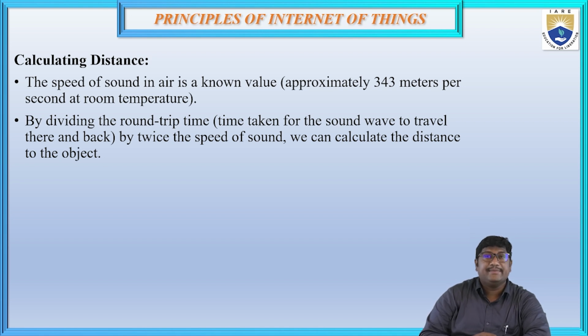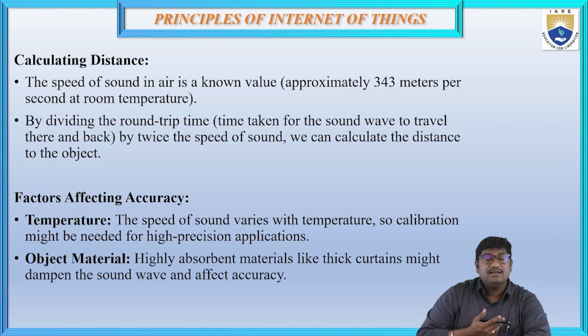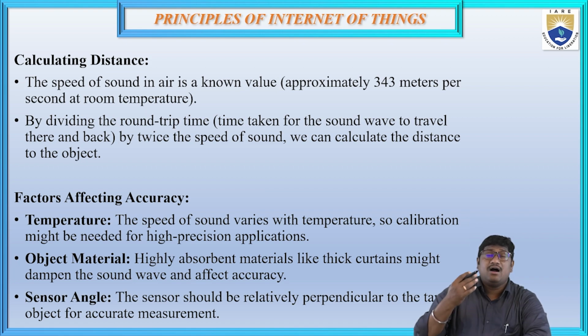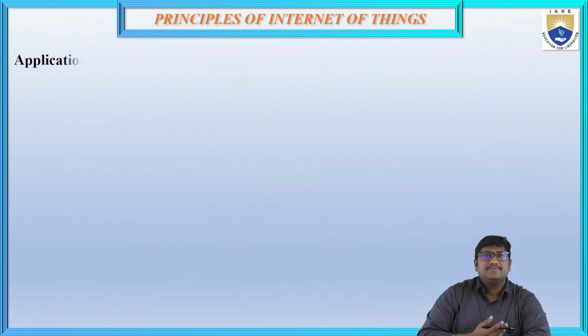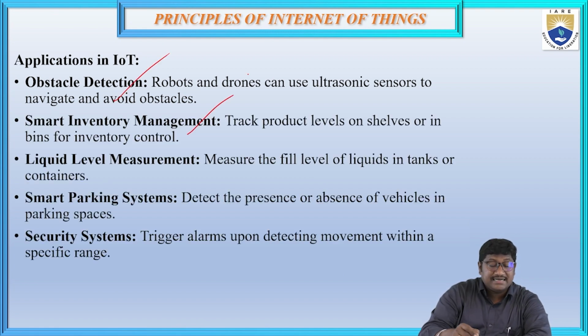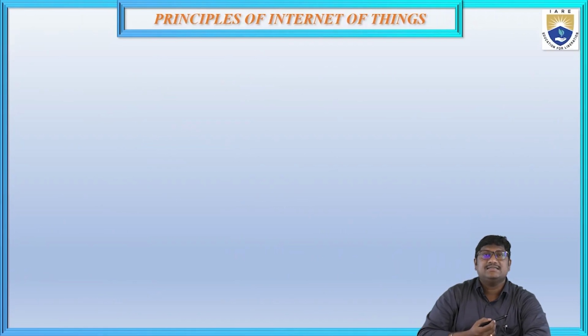By dividing the round trip time of the sound, going to the object and coming back, by two, and multiplying by the speed, we get the distance. What are the factors affecting it? Temperature is one. Object material is one. Sensor angle is one. These are the factors which affect the accuracy of the distance. Got it, guys? And what are the different kinds of applications used in IoT? Obstacle detection, smart inventory management, liquid level measurement, smart parking systems, and security systems. These are the different applications which use ultrasonic sensors for measuring distance.